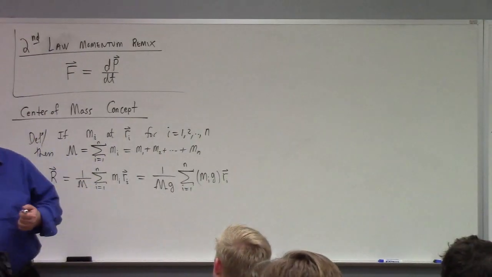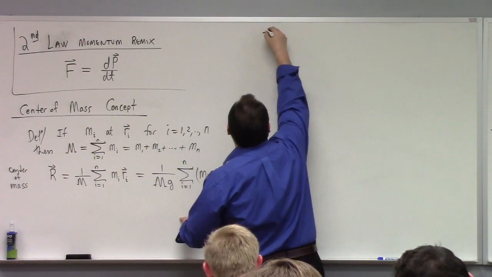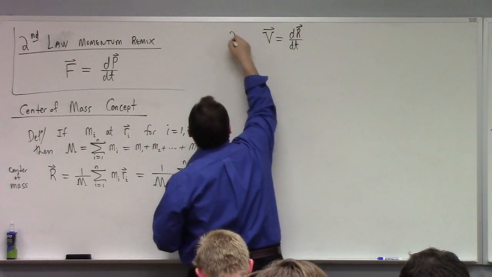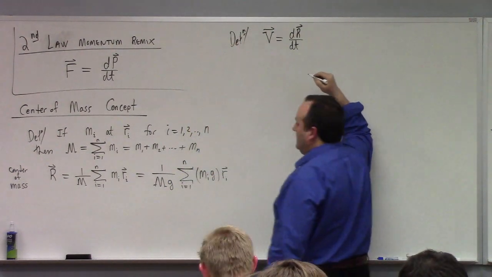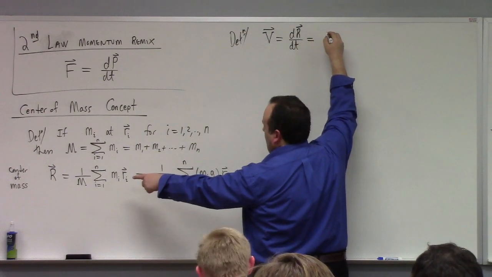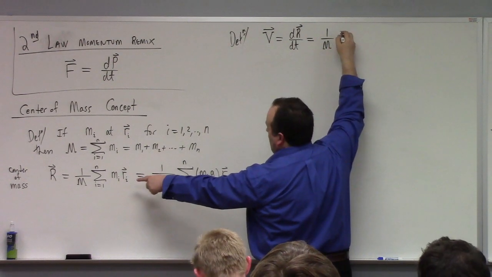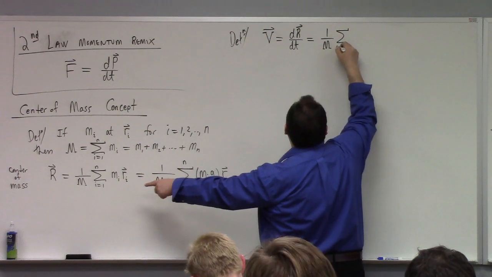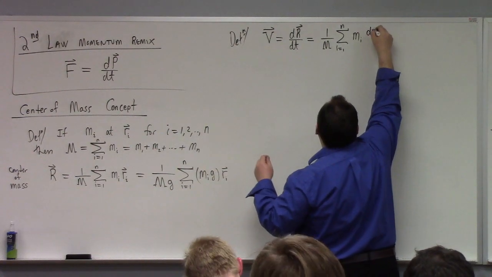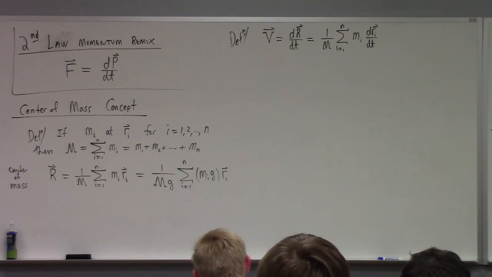So let's derive some things. What is the velocity of the center of mass? The velocity of the center of mass would simply be, by definition, this. Here's the velocity of the center of mass, dr/dt. You could just differentiate that, and what do you get? You get 1 over m. We're going to assume the masses are constant for this derivation. And you've got the sum, i equals 1 to n, of m sub i dr/dt, like that.